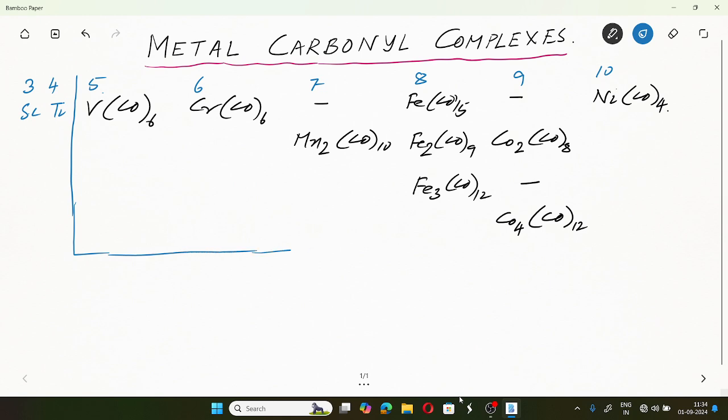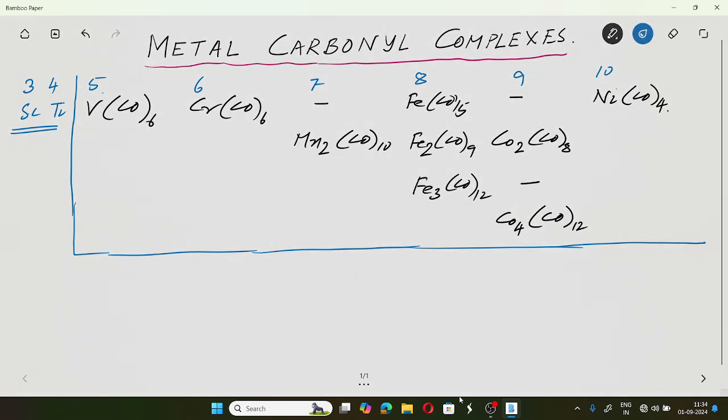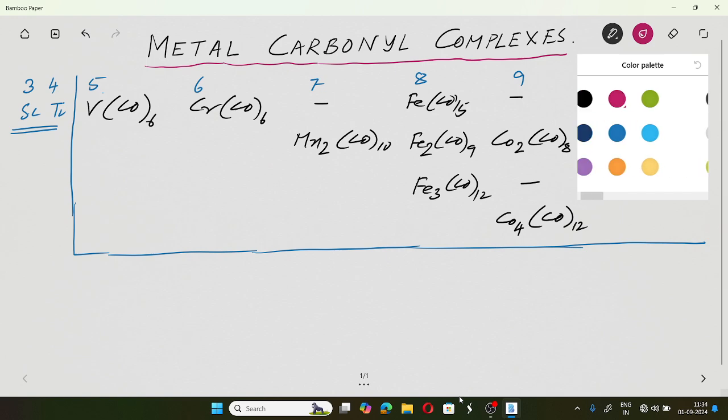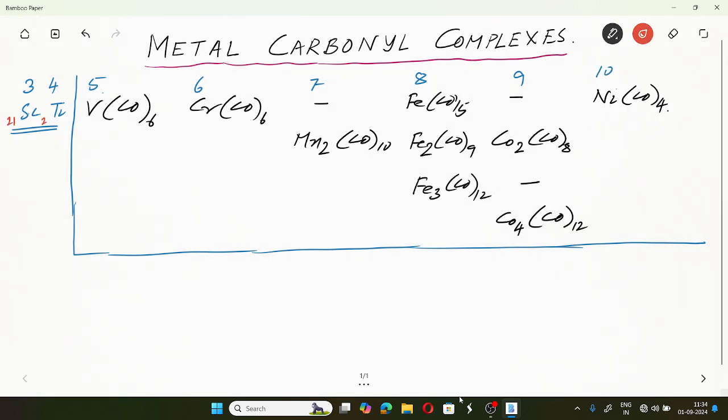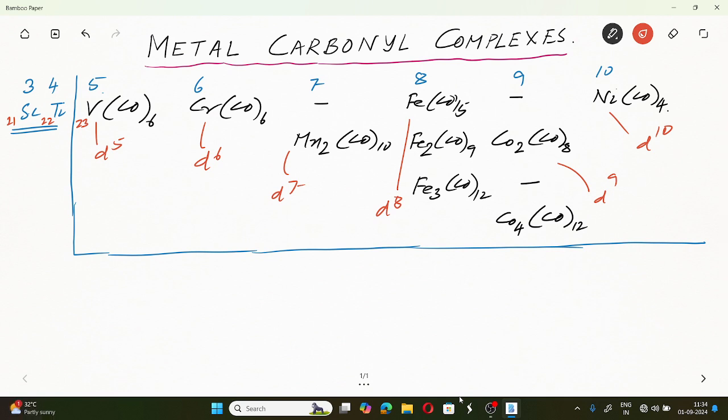So the first question is why neutral carbonyls of scandium and titanium are not known. The reason is very simple. If you look at the number of d electrons in the metal centers, scandium is 21, 22, 23 for vanadium. You know that according to the 3d-4s anomaly, after 18, all the electrons will enter the d orbital. That means it is a d5 system. So this will behave as a d6 system, d7, d8, d9, and d10 system. So the stable neutral carbonyl starts from d5.